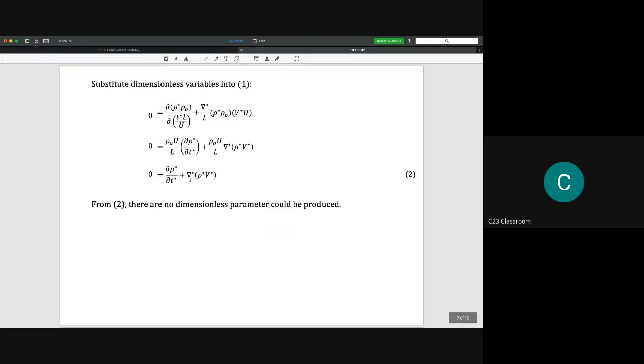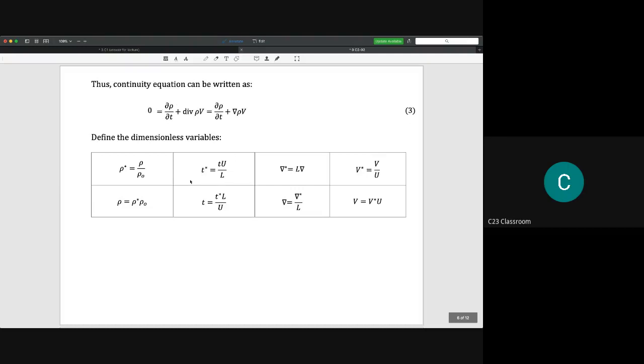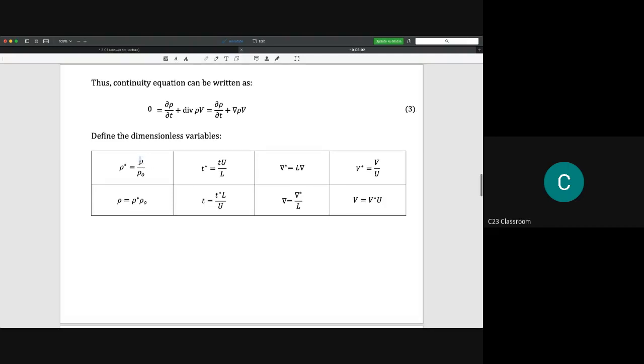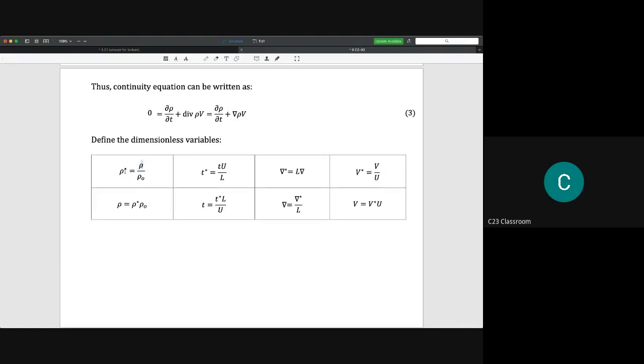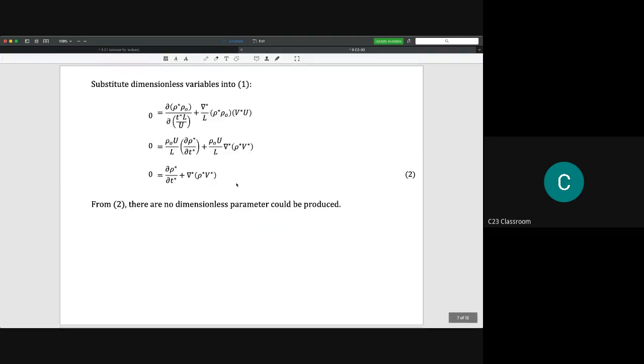So what we need to do is substitute the values here. For example, we have the rho here, del rho, so we substitute with this term. And then we need to substitute the value of rho with rho star times rho naught, t with t star L over U, and velocity v with v star times U. So we substitute everything here.